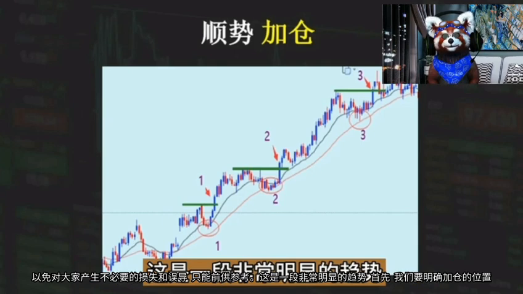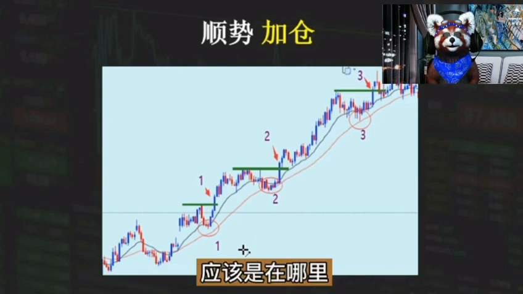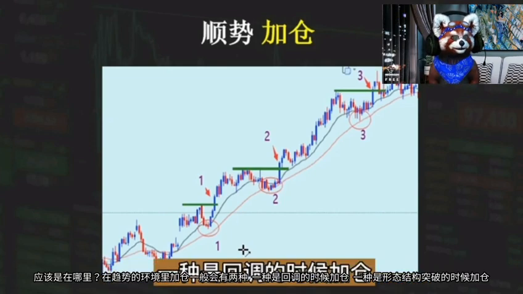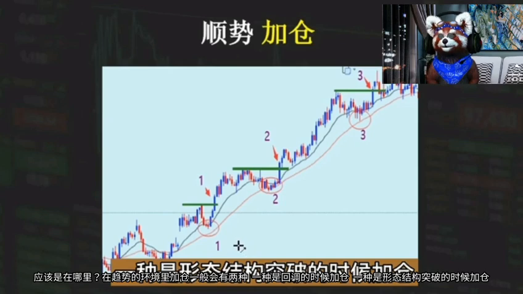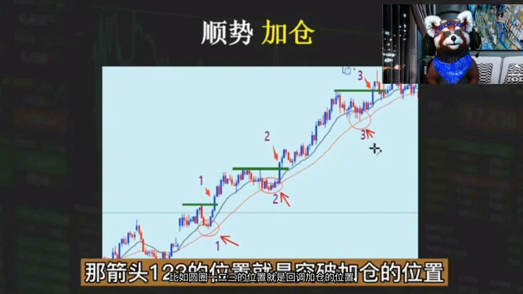This is a very clear trend. First, we need to clarify the position at which we should add. In a trending environment, there are generally two types of adding positions. One is to add positions during a pullback, and the other is to add positions when the morphological structure breaks through. For example, the positions of circles 1, 2, and 3 are the positions for adding positions.